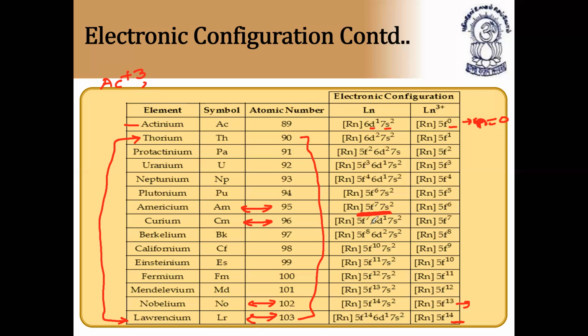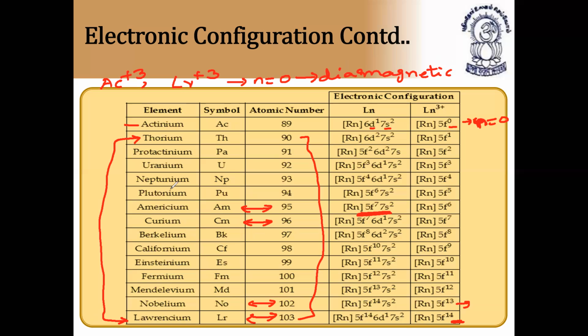And next, if you remove 3 electrons from this, no, it is not diamagnetic. And if you remove 3 electrons from this, no. And here, if you remove 3 electrons from 5f14, lawrencium +3, Lr +3, is diamagnetic. Only these two are diamagnetic, remaining are all paramagnetic. These two are diamagnetic because there are no unpaired electrons. So please note down these 4 elements: americium, curium, nobelium, lawrencium with atomic numbers.